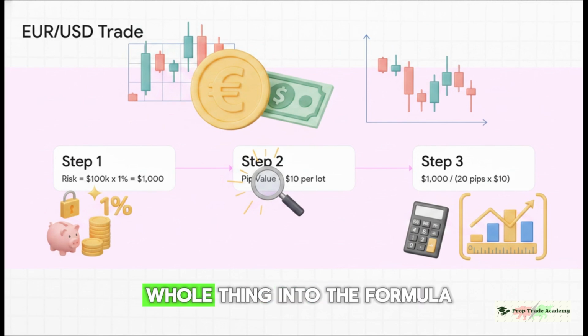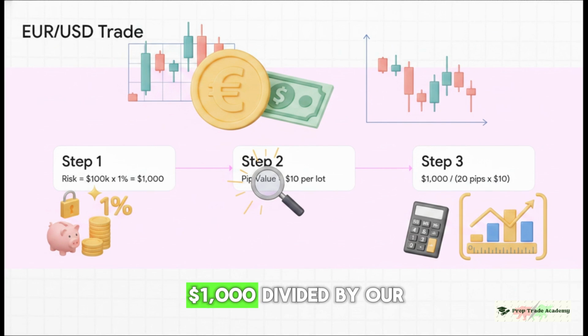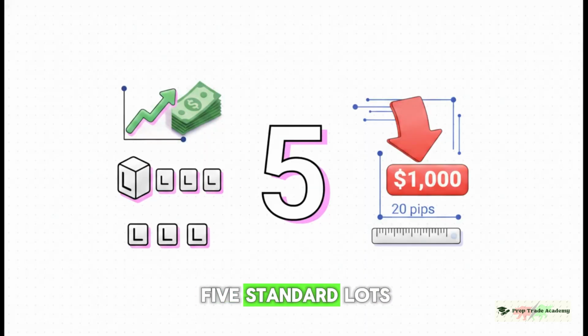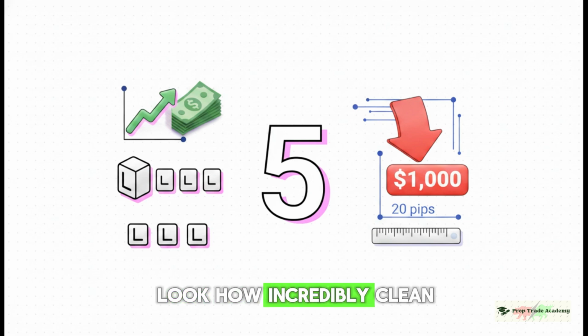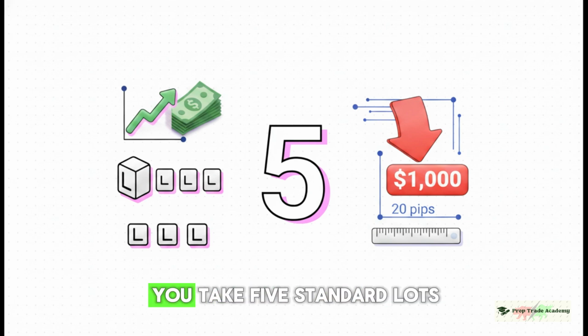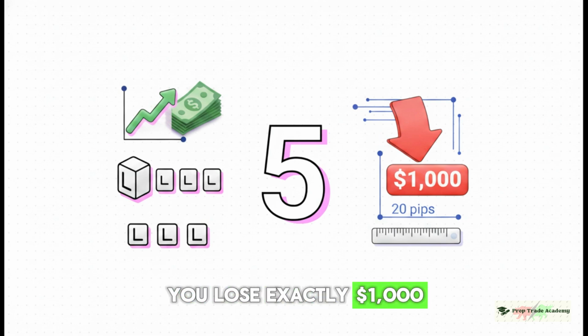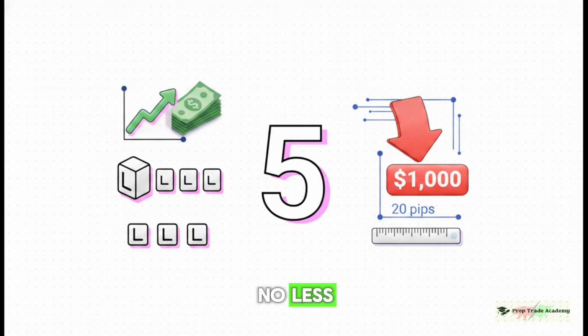So we plug the whole thing into the formula. $1,000 divided by our 20 pips times $10, that leaves us with $1,000 divided by 200. And boom, there's your answer, 5 standard lots. Look how incredibly clean and simple that is. You take 5 standard lots, and if the price drops 20 pips to hit your stop loss, you lose exactly $1,000. No more, no less.